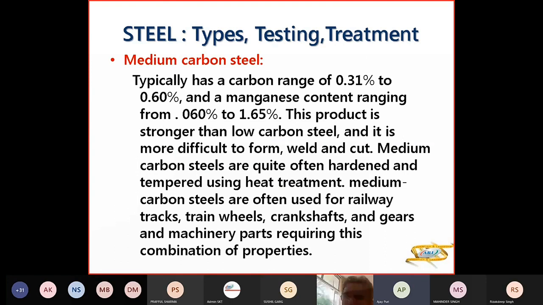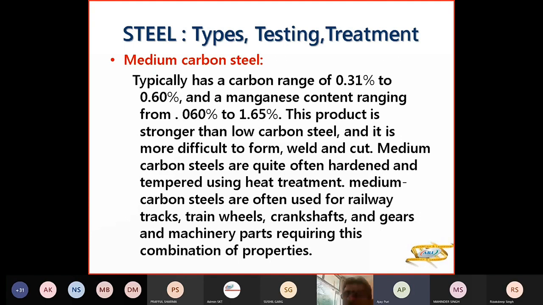Now we come to medium carbon steel. Medium carbon steel is not typically used in ships. It can be used for certain parts like the crankshaft or the gears. In the engine room you can use it, but not on deck. Medium carbon steel has a carbon range of more than 0.3, that is 0.31 to 0.6. Manganese content is 0.06 to 1.65.